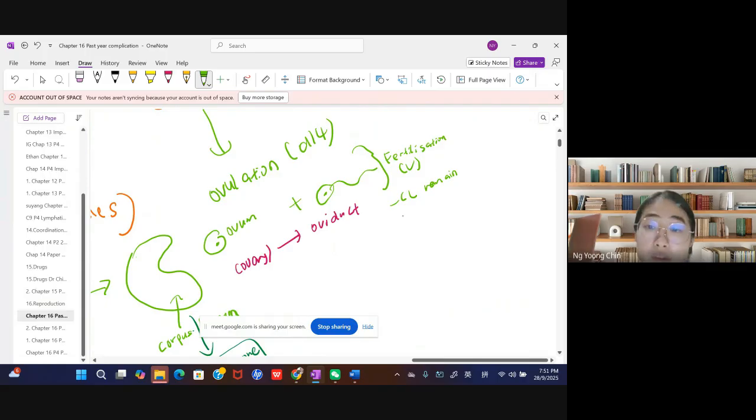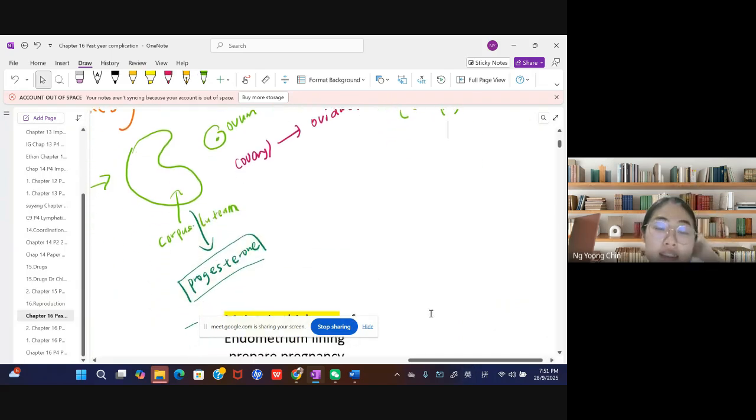Okay, so that means the corpus luteum continues to secrete progesterone. I just put P4. P4 means what? Progesterone. It's a scientific term, but in your exam, you should write progesterone. Don't write P4.